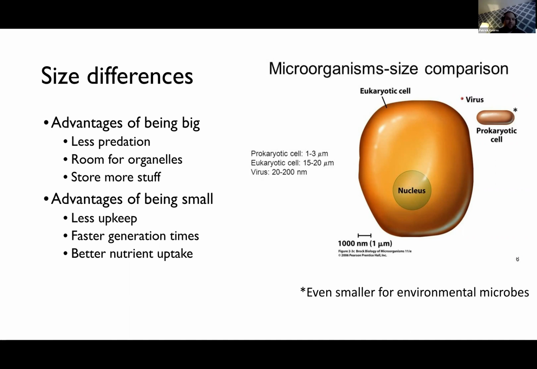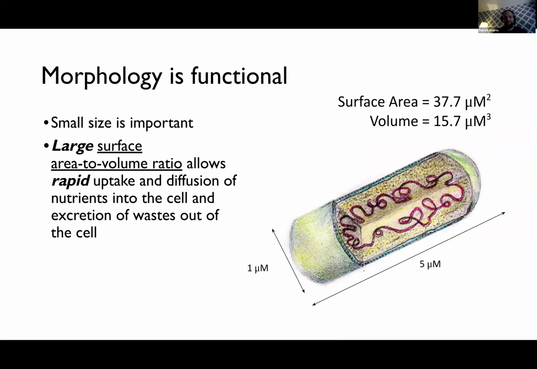The advantages of being small: it means there's less upkeep to your cell, it means you can reproduce faster, and it means you can take up nutrients and other food faster. So there are costs and benefits to being small and costs and benefits to being large as well. But morphology, as I mentioned, is functional. And it's really important in bacteria because that small size is important for them. If you're a pathogen, that small size is important for you. It allows you to evade the immune system. But size overall, whether you're a pathogen or an environmental microbe, is important.